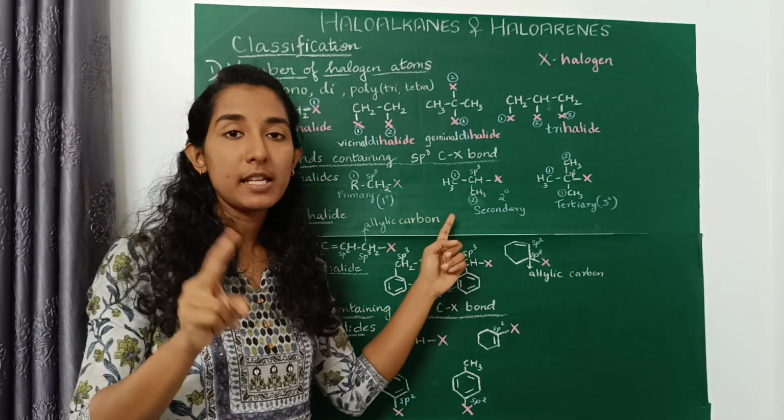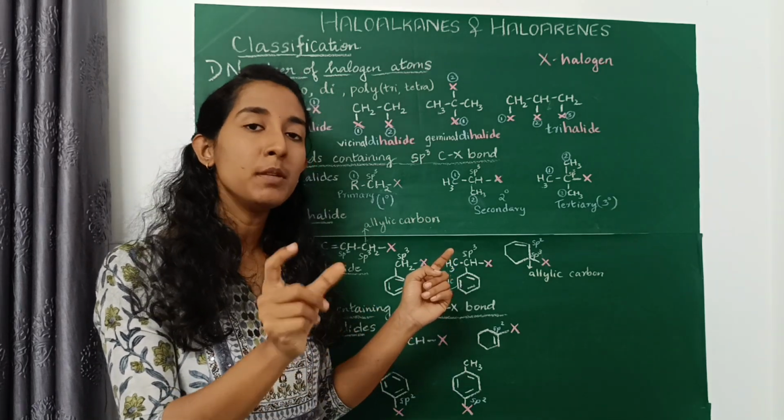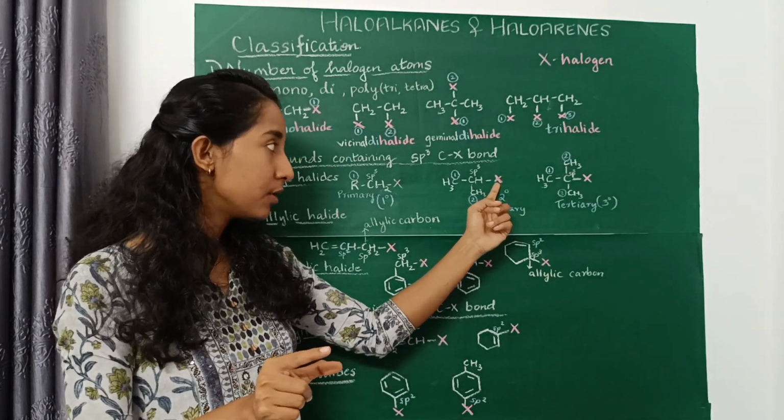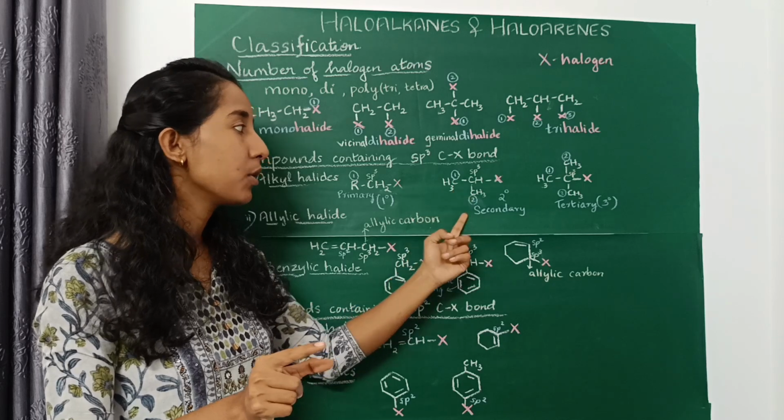And then second is a secondary. That is when the halogen is attached to a secondary carbon atom. That carbon atom will be attached to only two carbon atoms. So the halogen is attached to a secondary carbon. This carbon is attached to two carbons, so we call it a secondary.